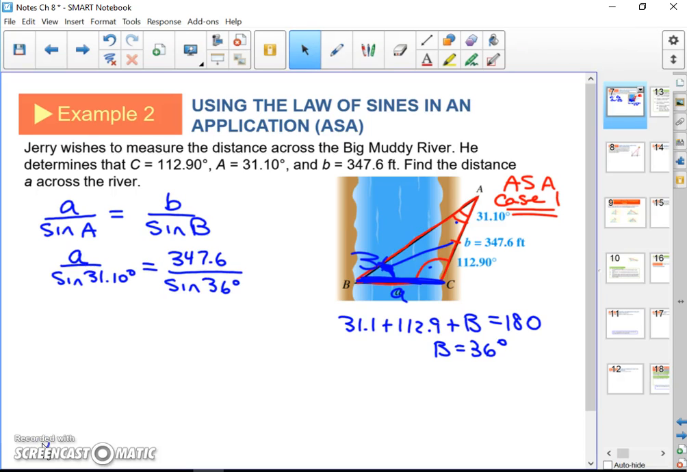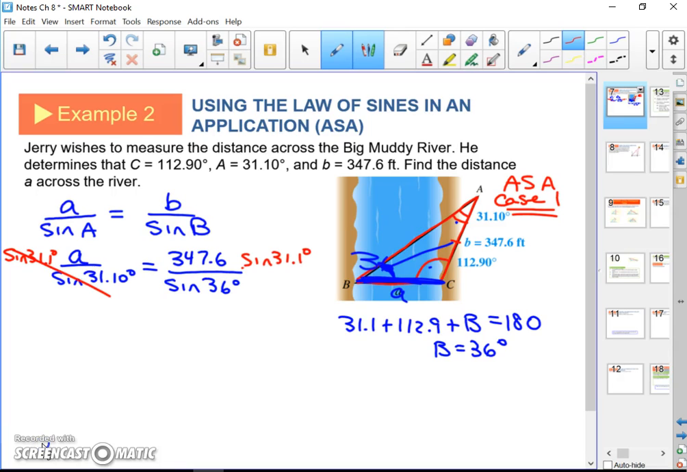So there's our law of sines, okay? Law of sines. And so then to solve this, you would cross multiply. Okay? You want to isolate the variable. And so maybe you think of cross multiplying. Maybe it's easier just to think about multiplying both sides by sine 31.1 degrees. And so A is going to equal whatever that turns out to be.